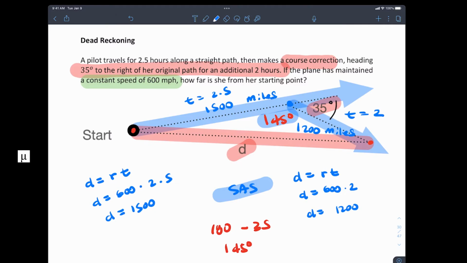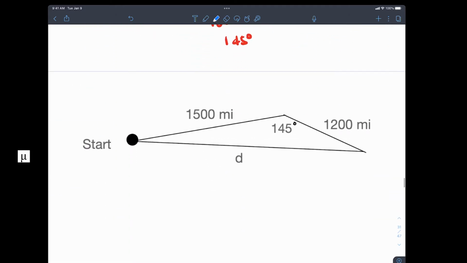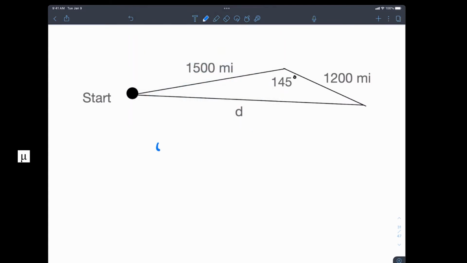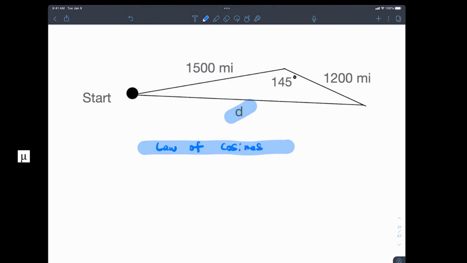If it's side angle side, what do we use? Is it law of sines or is it law of cosines? Law of cosines. Good. So I actually have the picture here, you know. So we're going to use law of cosines. Here's D. So what do we do with D here?